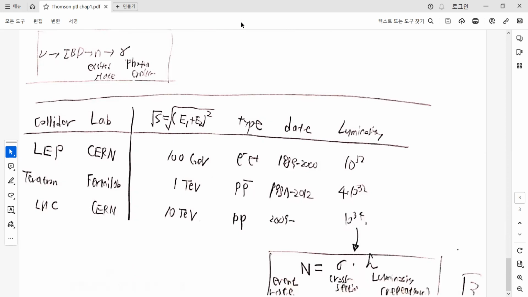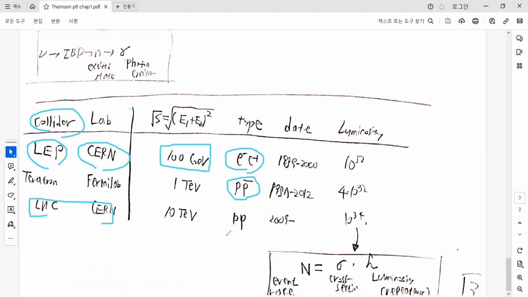And there are several particle productions possible in colliders. First of all, LEP at CERN, which collides electrons and positrons at a center-of-mass energy of 100 GeV. And the Tevatron, a proton and antiproton collider at Fermilab. And the LHC at CERN is still running now, a proton-proton collider up to 10 TeV, with a very large luminosity.